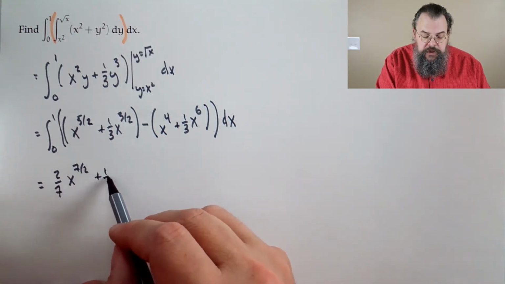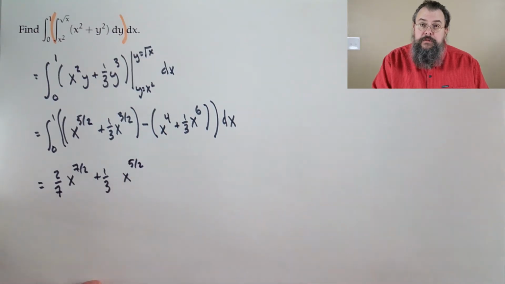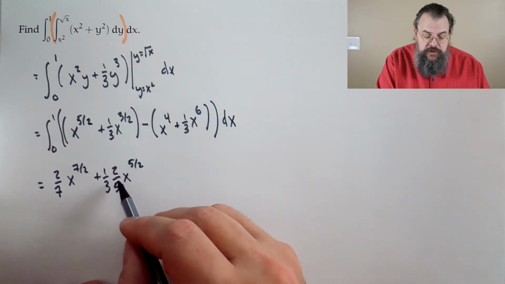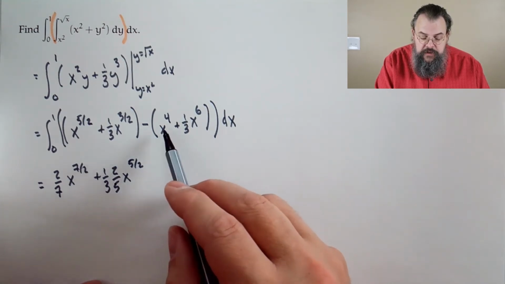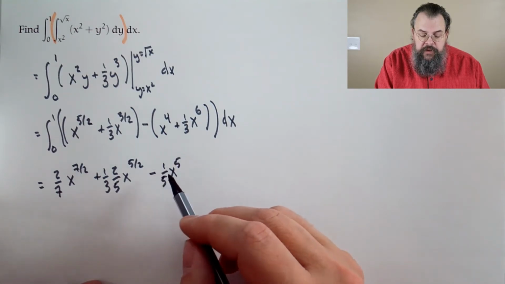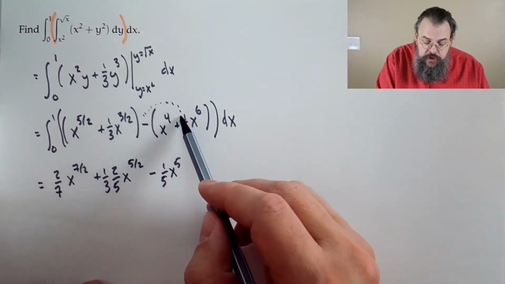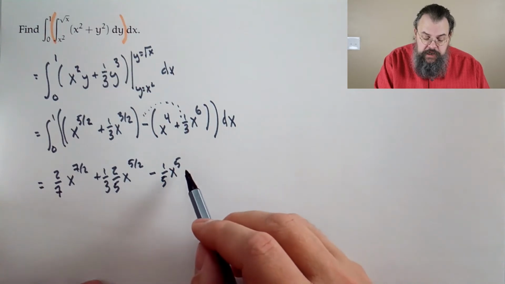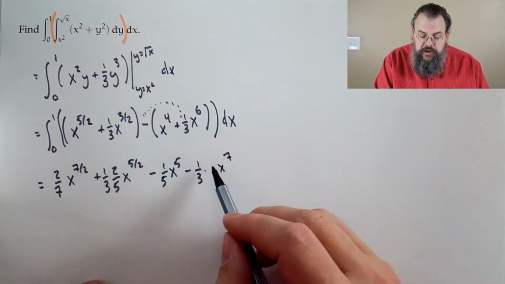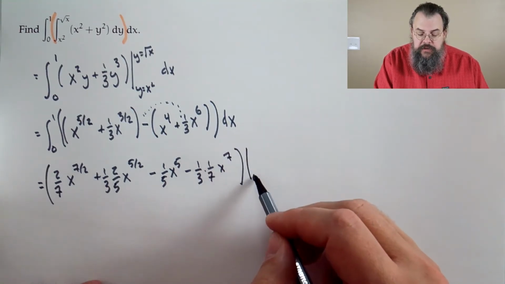Here, we'll have the 1/3. Then we're going to have x to the 5 halves, which is what you get when you add 1 to 3 halves, and multiply that by 2 5ths. Minus, all right, this will be x to the 5th, multiplied by 1/5, and minus again, because notice this minus distributes through. So minus 1/3, and here will be x to the 7th times a 7th in the front. And we're going to evaluate 0 to 1.